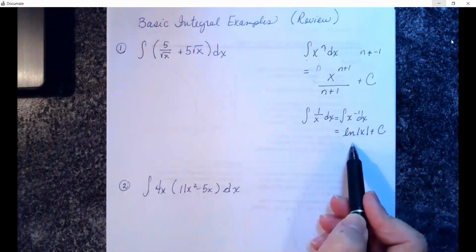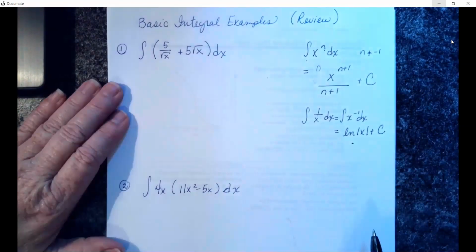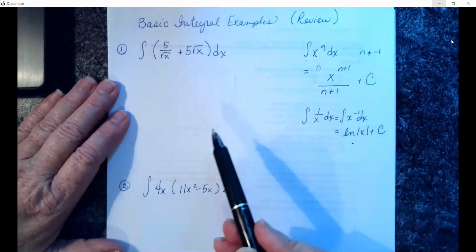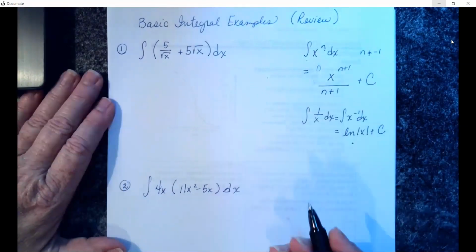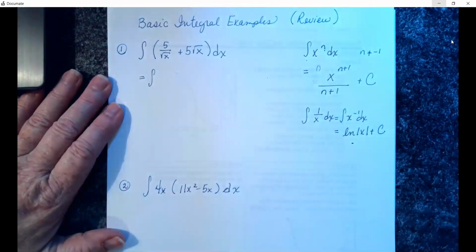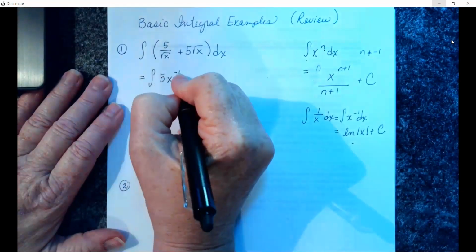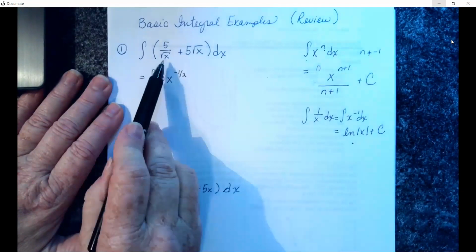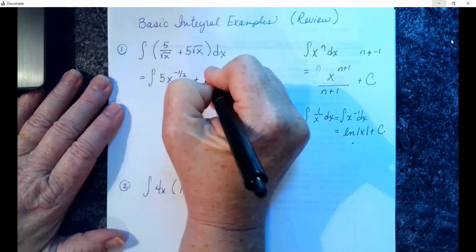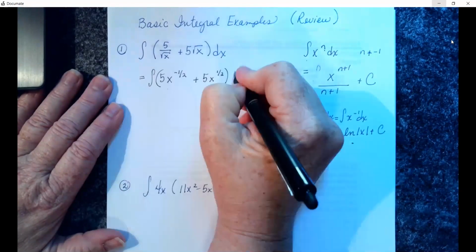Okay, so for this one, what do you think we would do first? Well, our integration rules deal with exponents, not radicals. So the first thing I would do is rewrite this in exponent form. The square root of x is x to the 1/2. Since this first square root was in the denominator, it's going to be an x to the -1/2. And then we have plus 5 x to the 1/2 dx.